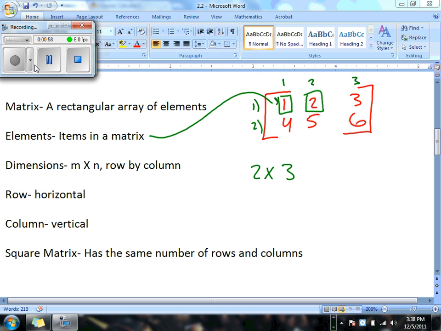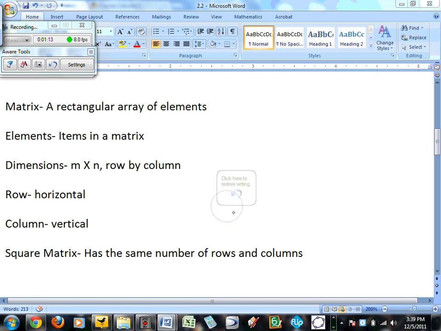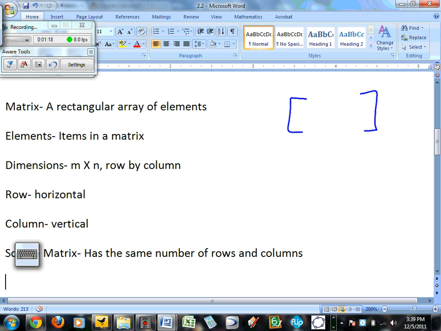All right. And we talked about a row being horizontal. A column is going vertical. If you remember it like a column of a building, that'll help you remember it. A square matrix has the same number of rows and columns. So we could have a 2 by 2 or a 4 by 4. A 2 by 2 would be a matrix like that.